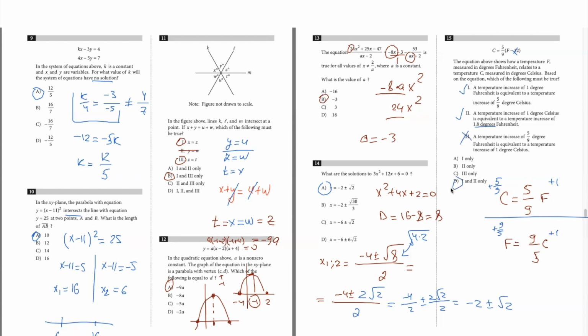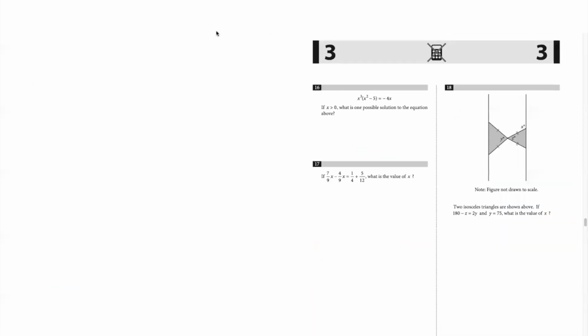So the answer will be first and second. So this is grading questions. Question 16 also here. Just open the parentheses: x to the 5 minus 5x cubed plus 4x is equal to 0. Factor out x: x times (x to the 4 minus 5x squared plus 4) is equal to 0.